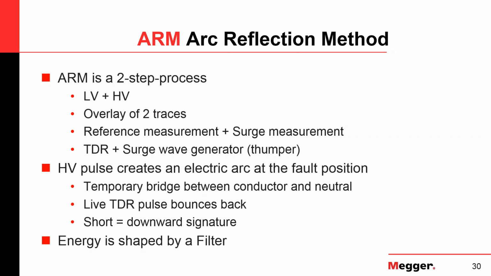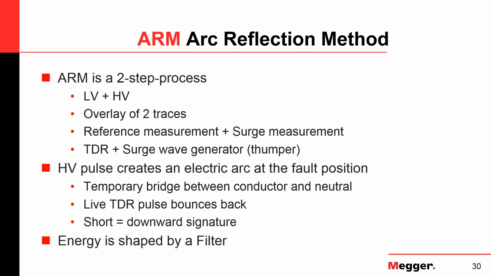So what role does the high voltage pulse play here? The high voltage pulse creates an electric arc at the fault position, which sparks and then turns into a kind of weak electric arc. And the TDR is constantly sending out pulses, and these pulses are bouncing back from that arc that wasn't there before. And because of that arc, there's a current flow related to this, and it is a very low impedance situation.